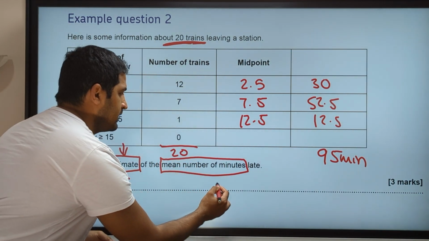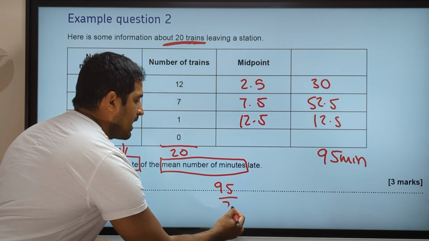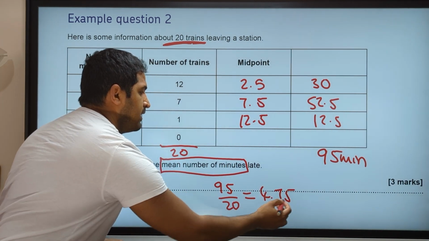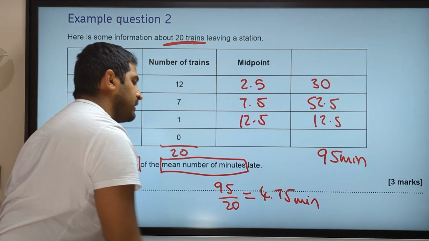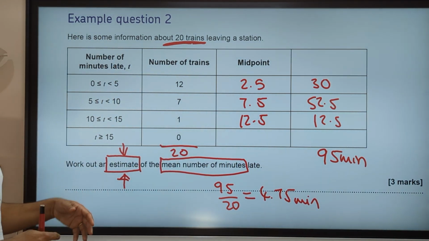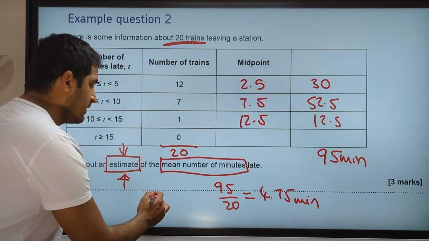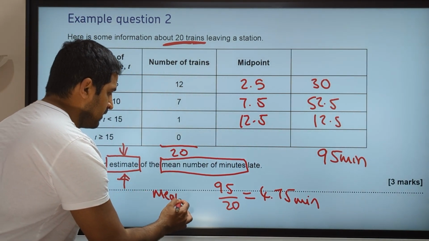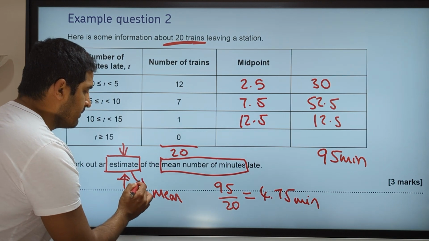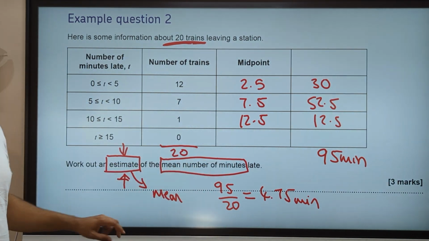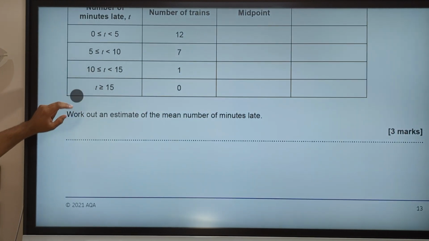So all I have to do is 95 divided by 20, and that gives me 4.75 minutes late. So on average, each train is 4.75 minutes late, and that's the mean average. And we use the word estimated mean. Estimated mean is 95 divided by 20, and it's 4.75 minutes.